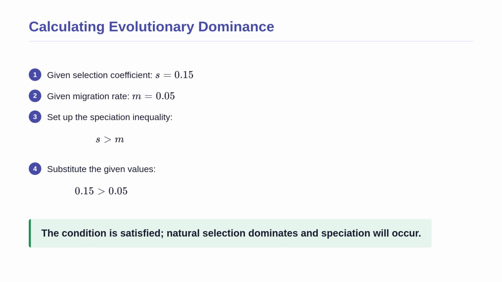Since this mathematical condition is fully satisfied, it means natural selection is acting 3 times stronger than the gene flow between the groups. Because the environment is pulling them apart much faster than migration can mix them back together, these two populations will eventually become distinct biological species.